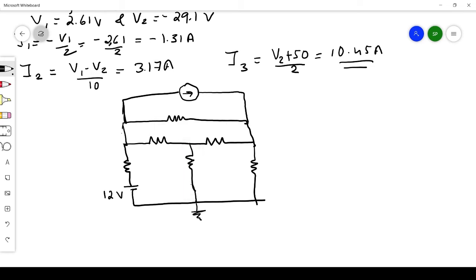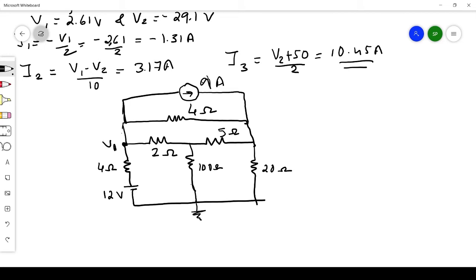So this one is 12 volt, this is given as 4 ohm, this is 100 ohm, and this is 20 ohm, and this one is 9 amperes. That is, the current source is 9 ampere. Here it is 4 ohm. Here you have a resistor 2 ohm. Here it is 5 ohm. And this one is V1.